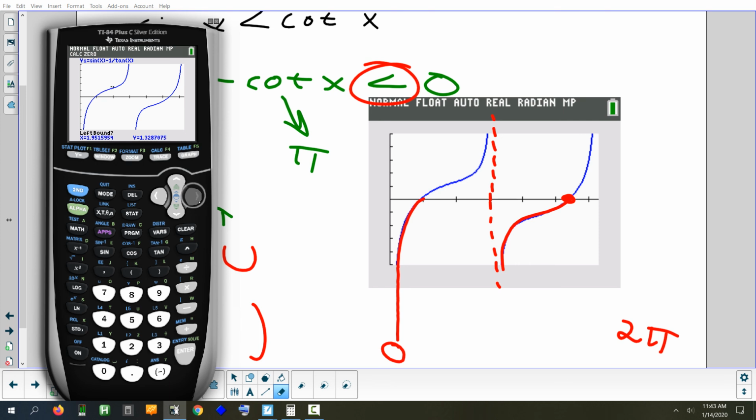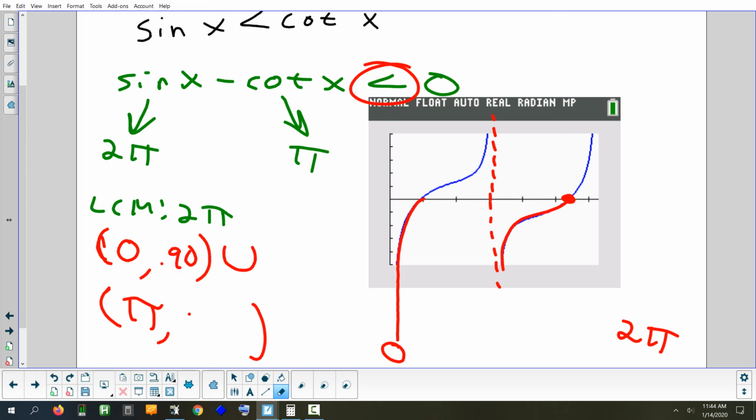Okay, so move your cursor till you get all the way back into that other branch of the graph. Get close to the axis. Good enough. So yeah, it's definitely not 2 pi. Just go until that y value is positive. That's good enough. 5.38. Not including because it was less than.